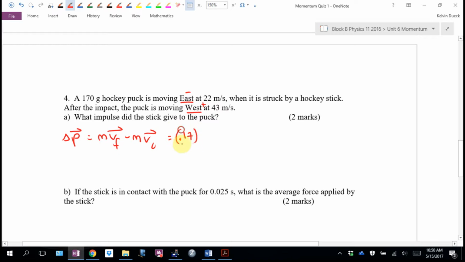0.17, because it's grams, not a 170 kilogram hockey puck. Please, you're Canadian, you should at least know that much. That's okay. Sorry. That's okay.